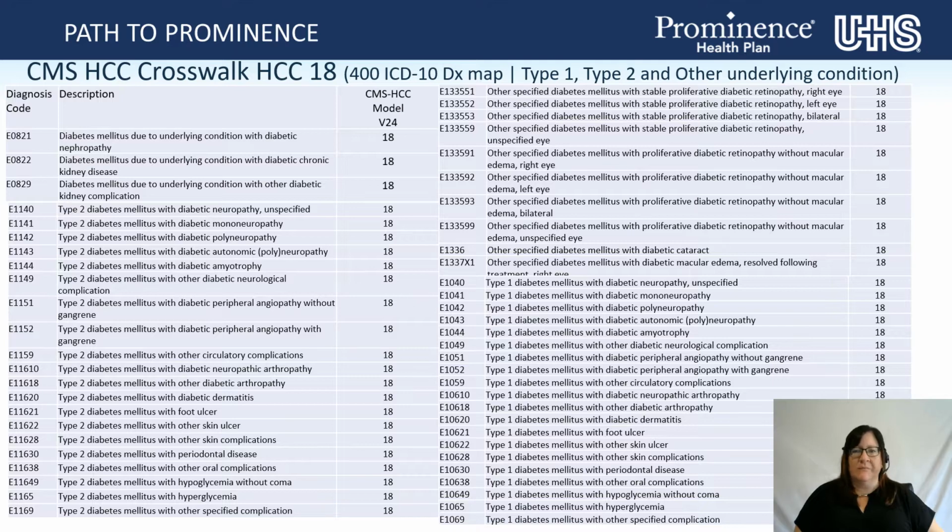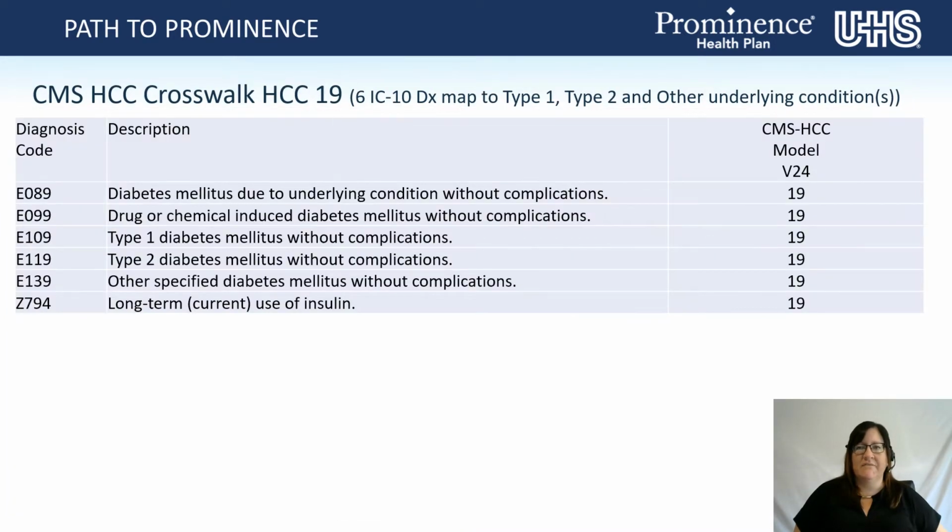This is just a little example of all, right? We have type 1 diabetes, we have other specified diabetes, and then we have type 2 diabetes. Just an example of some of the common conditions that map to HCC 18. And here we have the CMS crosswalk for HCC 19. There are 6 ICD-10 diagnosis codes that map to type 1, type 2, and other underlying conditions. Specifically wanting to call out E11.9, which is the most commonly diagnosed diabetes across the nation that goes to type 2 diabetes mellitus without complications.